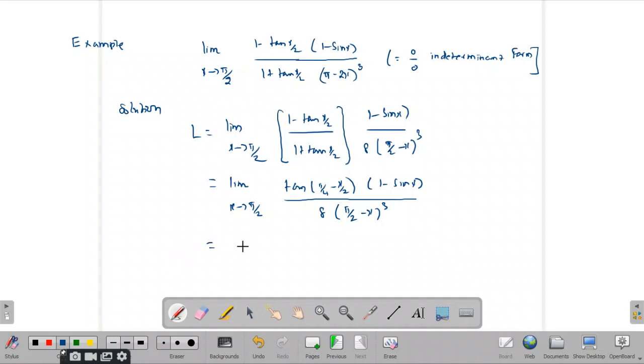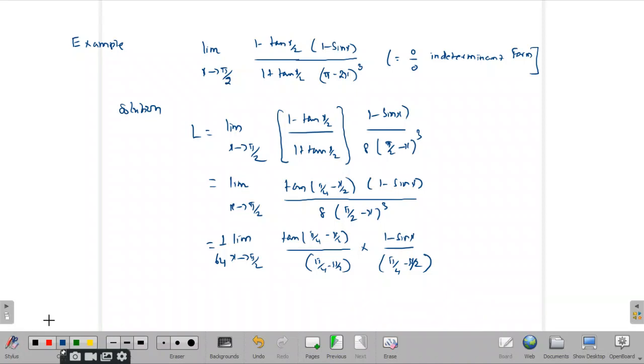Then limit as x approaches pi by 2. If you take one more 2 outside, then again 8 will come. This will be pi by 4 minus x by 2. 8 into 8, 1 by 64, tan of (pi by 4 minus x by 2) by (pi by 4 minus x by 2), into (1 minus sin x) by (pi by 4 minus x by 2) squared.